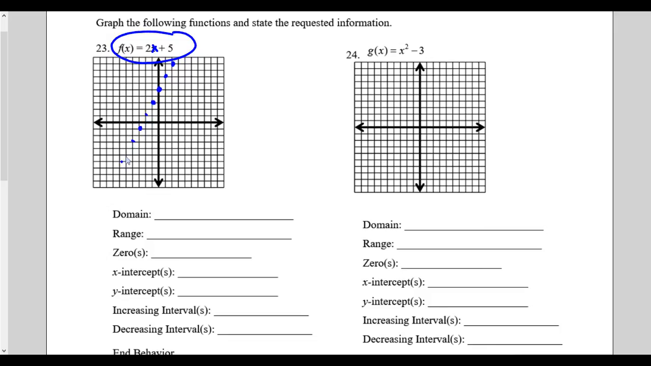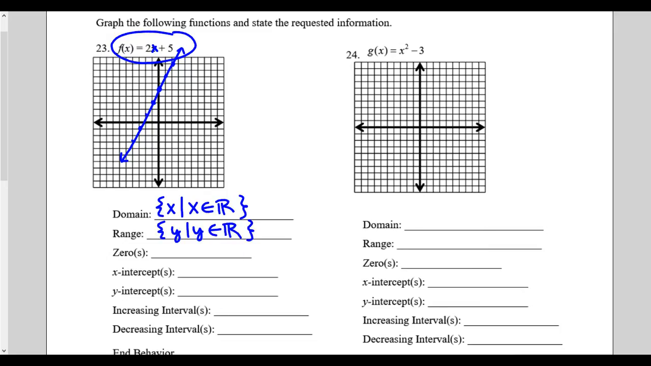And I'm making my sketch of my graph there, arrows on both ends to show it keeps going forever. So the domain of this function would be x such that x is an element of the reals, because it does go left and right forever. And the range is also y such that y is an element of the reals, because it goes up and down forever.